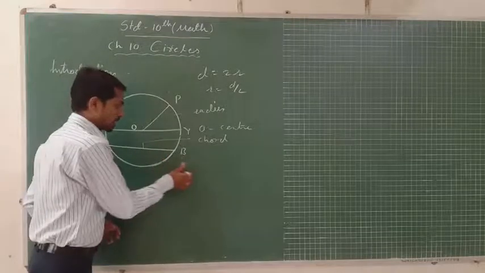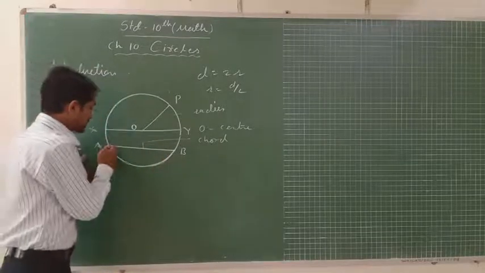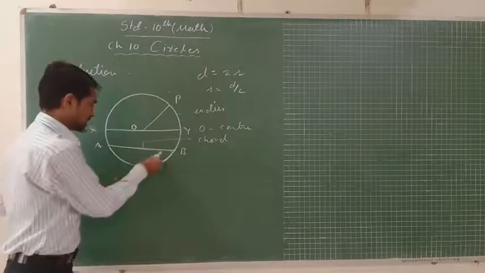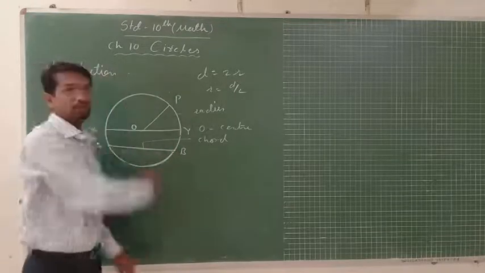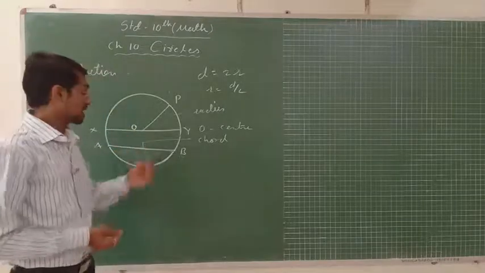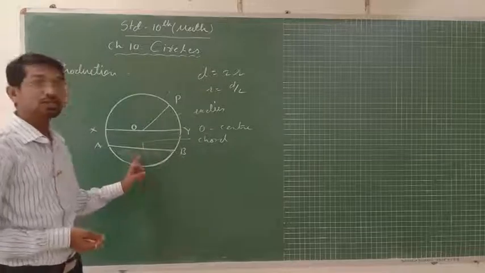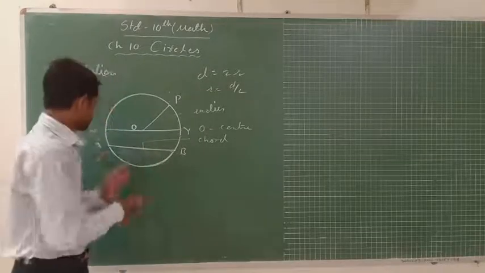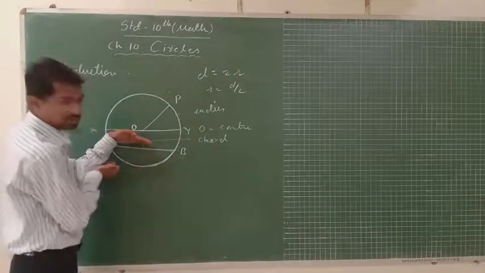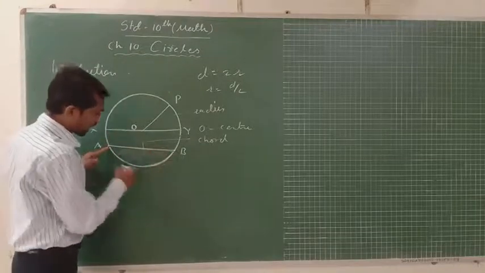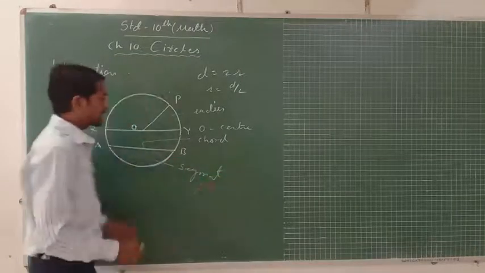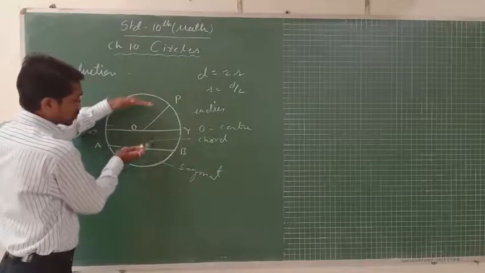Then again, this AB divides a circle into two parts. This is one of the parts, and the rest is the part where the center is located. Each part of the circle is called a segment, meaning the region between the chord and arc. So there are two segments.